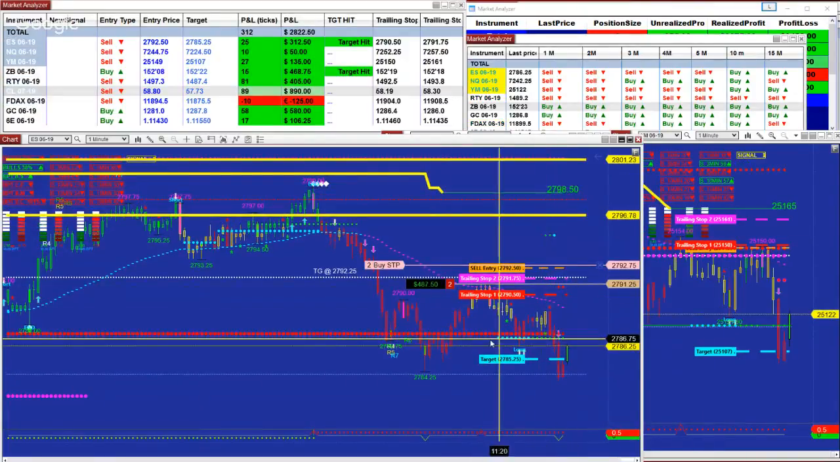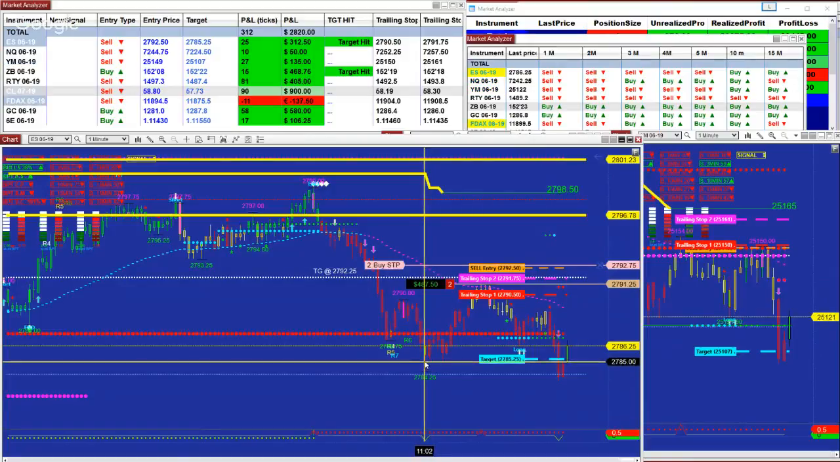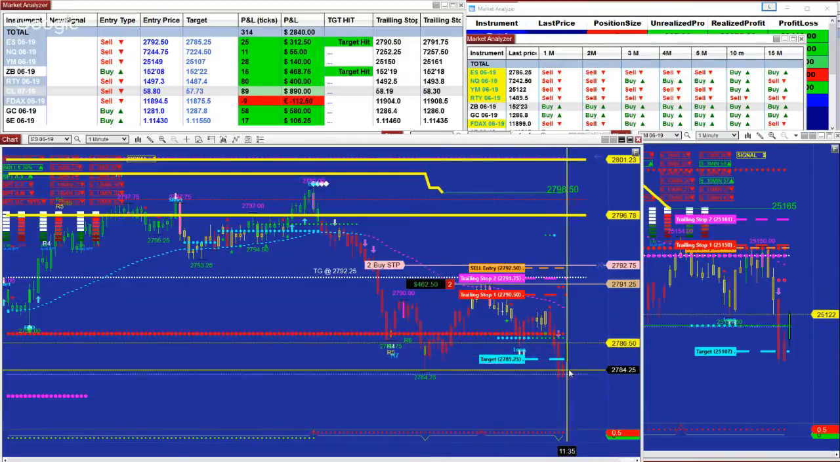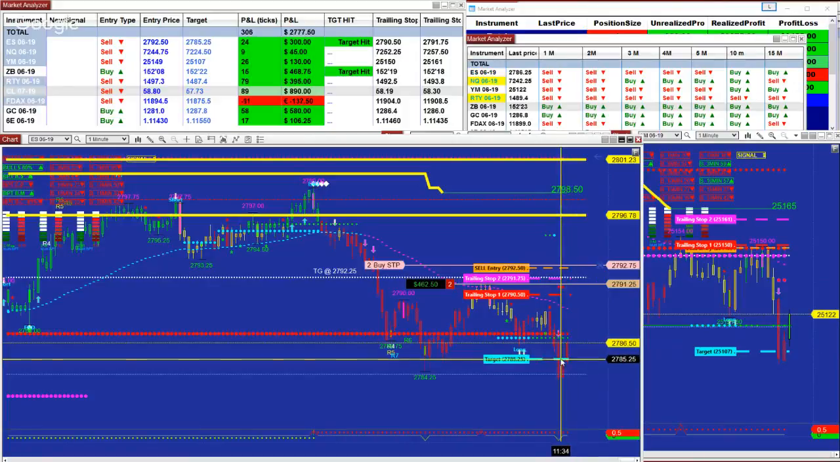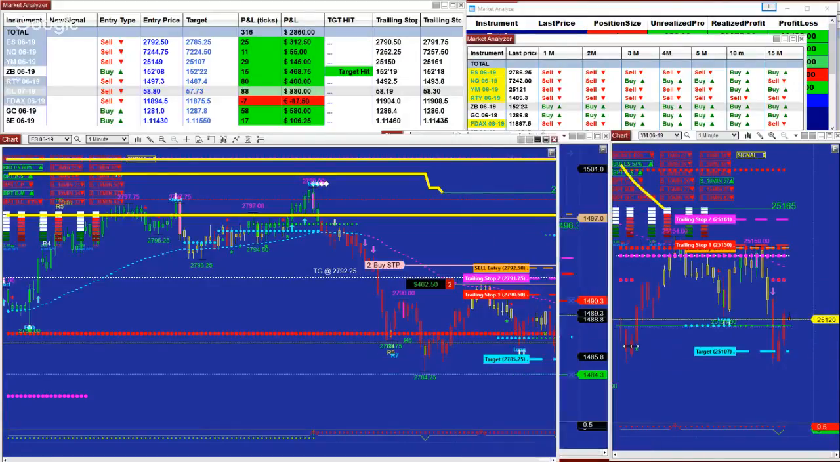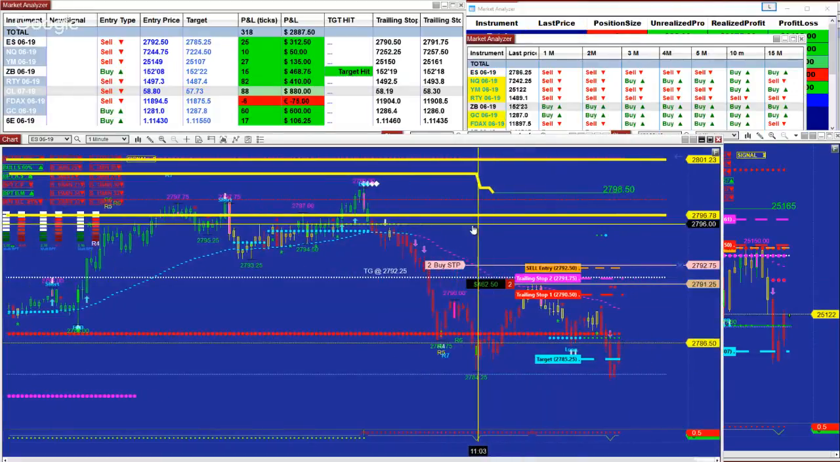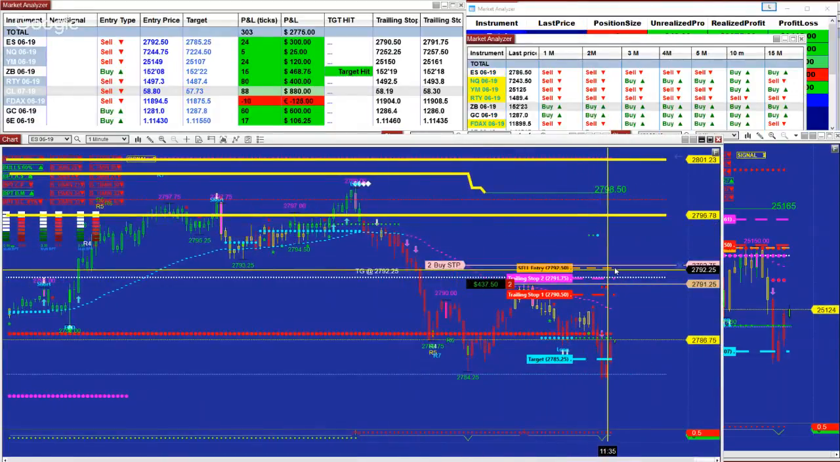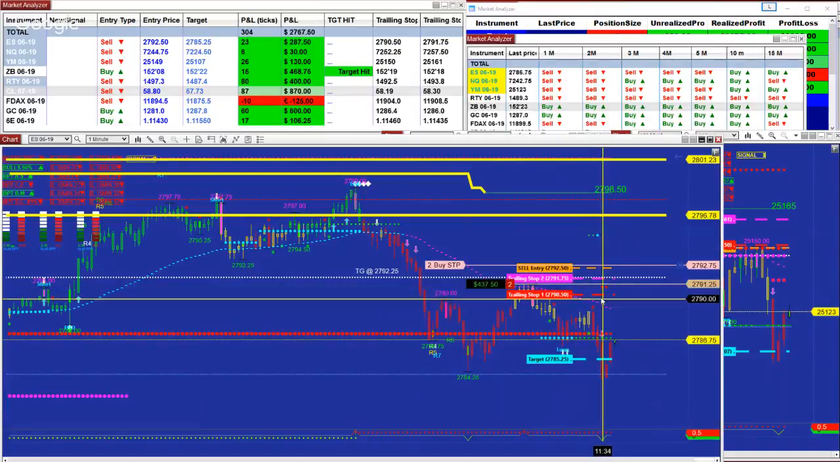If we notice here, we hit the target once, twice, three times. We hit the target. Nothing after the target. So what you see, every single number is extremely efficient.